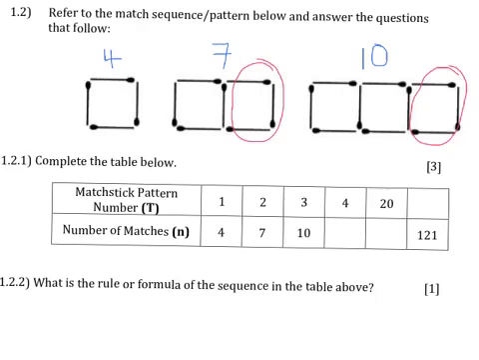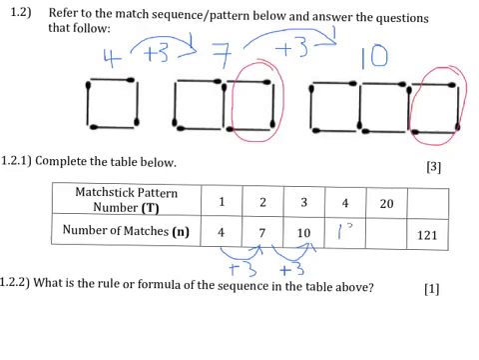The table below is just a way of numerically representing the visual pattern of matches. So we're asked to complete the table. Hopefully you've picked up the pattern that each time you move on to the next pattern, you're just adding another 3 matches onto the edge of the pattern. So as we move along, we're going in multiples of 3. We're adding 3 each time. That makes it fairly easy to work out the next number, because for matchstick pattern number 4, I just need to add another 3, so that'll be 13.